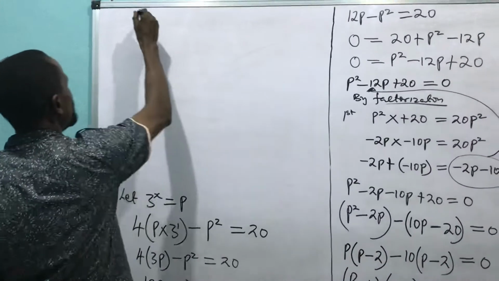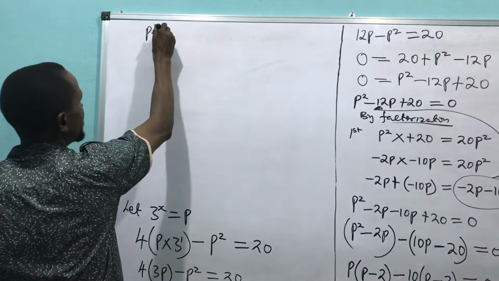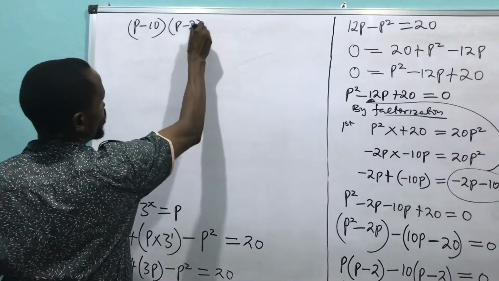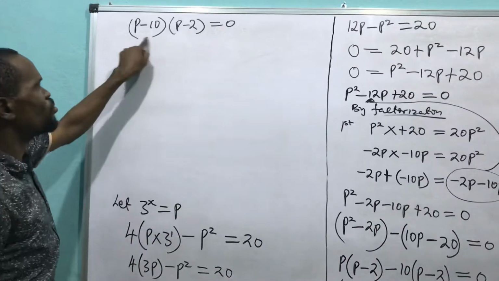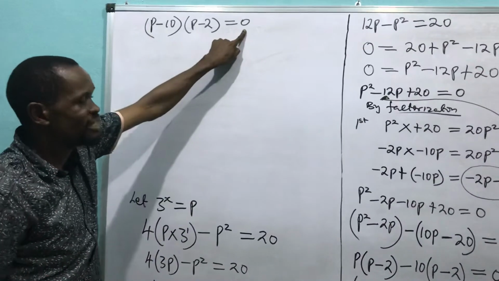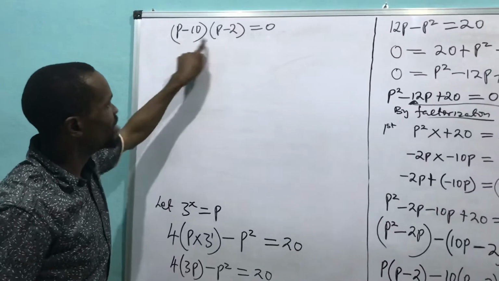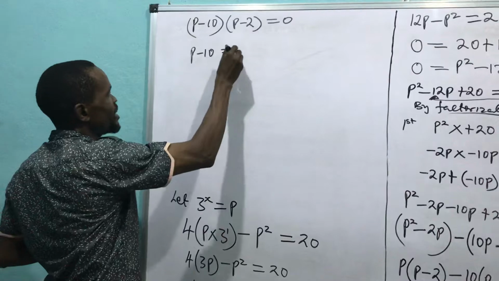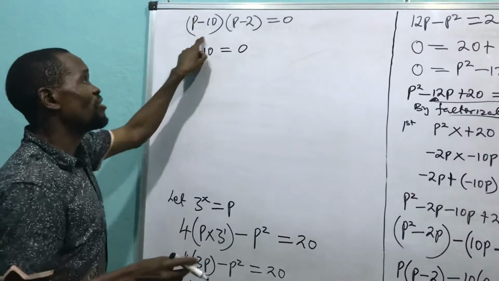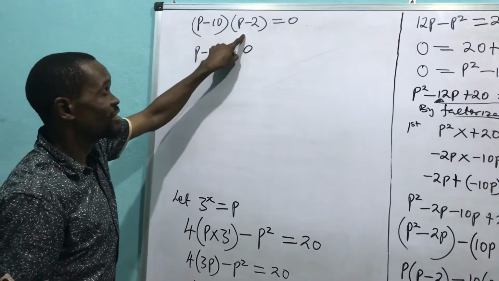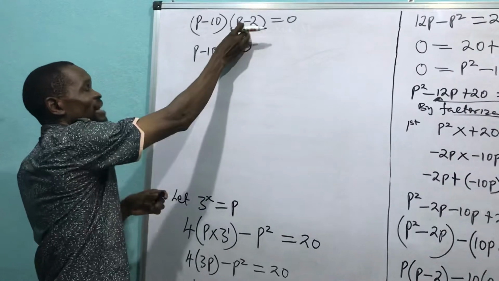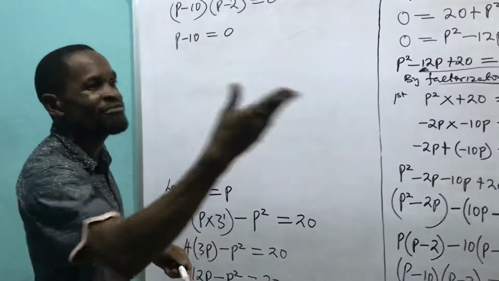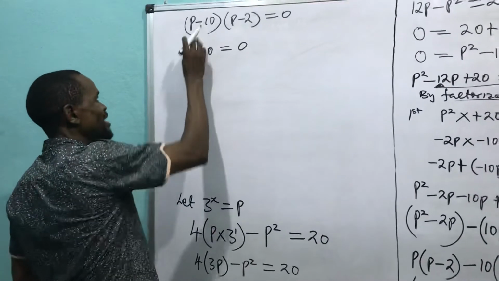You now say that p minus what? 10 in brackets into p minus 2 equals to 0. For these two things to multiply themselves, and the answer is 0, it means that any of them is 0. For this times this, and the answer is 0, meaning that either this one is 0 or this one is 0. Because it's only 0 that will multiply something and give an answer of 0. Therefore, p minus 10 is 0.